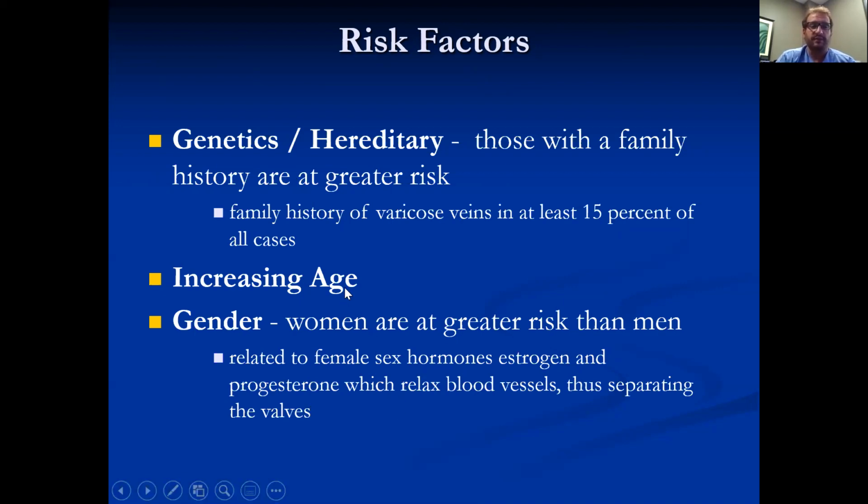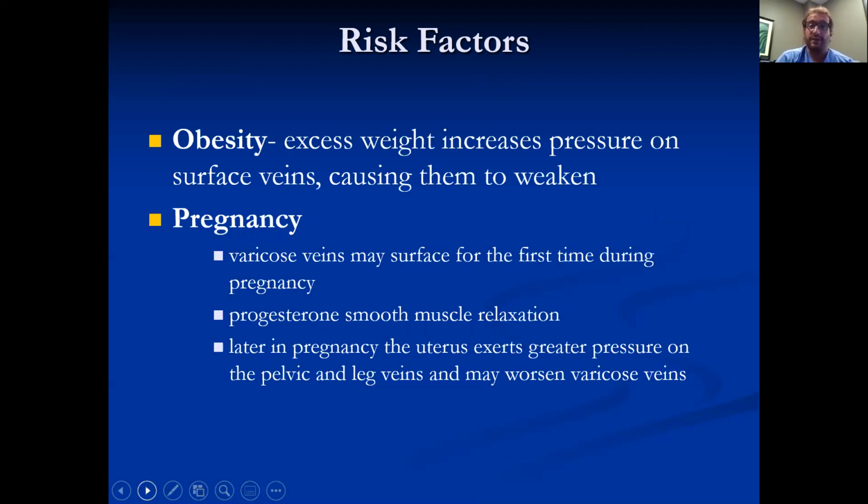So that's important when you're getting history. Increasing age, we talked about acceleration of varicosities as patients get older, the effects of gravity over time, gender related to pregnancy, and also just the hormones, estrogen and progesterone ratios that affect the blood vessels. So on a monthly basis, that can lead to a difference in the distensibility of the veins and can lead to some more progression in women than men.